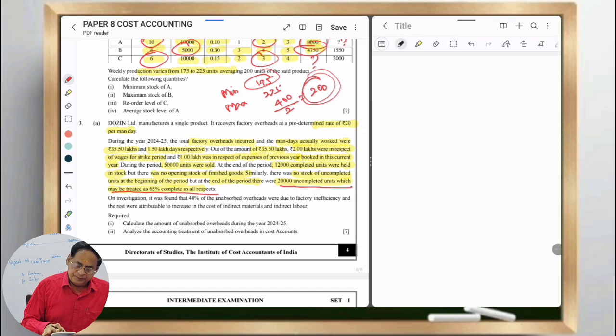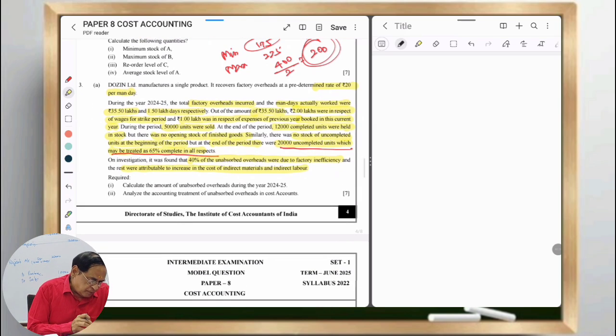On investigation, it was found 40% of the unabsorbed overheads were due to factory inefficiency, and the rest were attributable to the increase in the cost of indirect materials and indirect labor. Calculate the amount of unabsorbed overheads during the year. Analyze the accounting treatment of unabsorbed overheads in cost accounting.